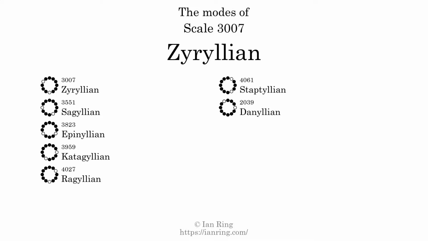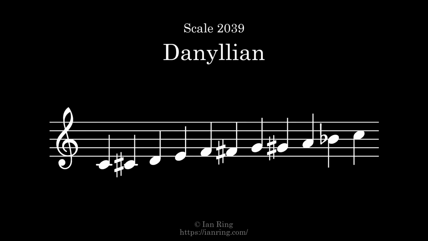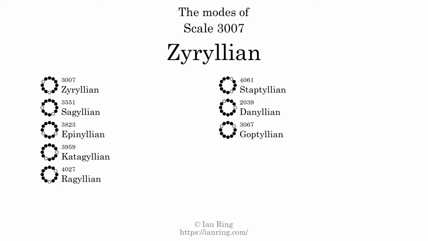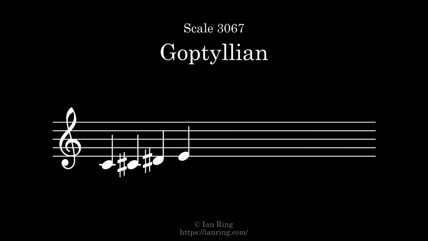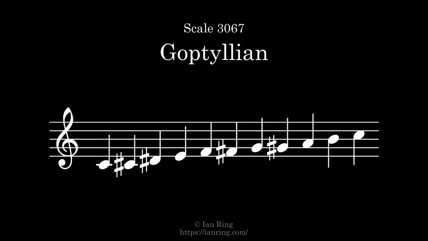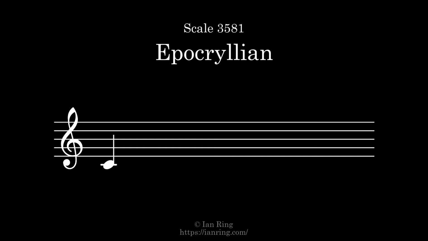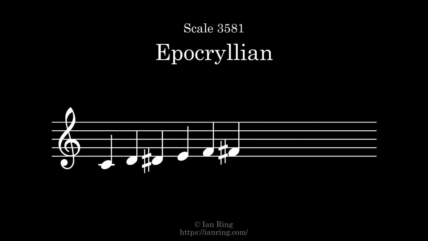The seventh mode is Scale 2039, also known as Zyryllian. It sounds like this. The eighth mode is Scale 3067, also known as Decatonic. It sounds like this. The ninth mode is Scale 3581, also known as Imperfections. It sounds like this.